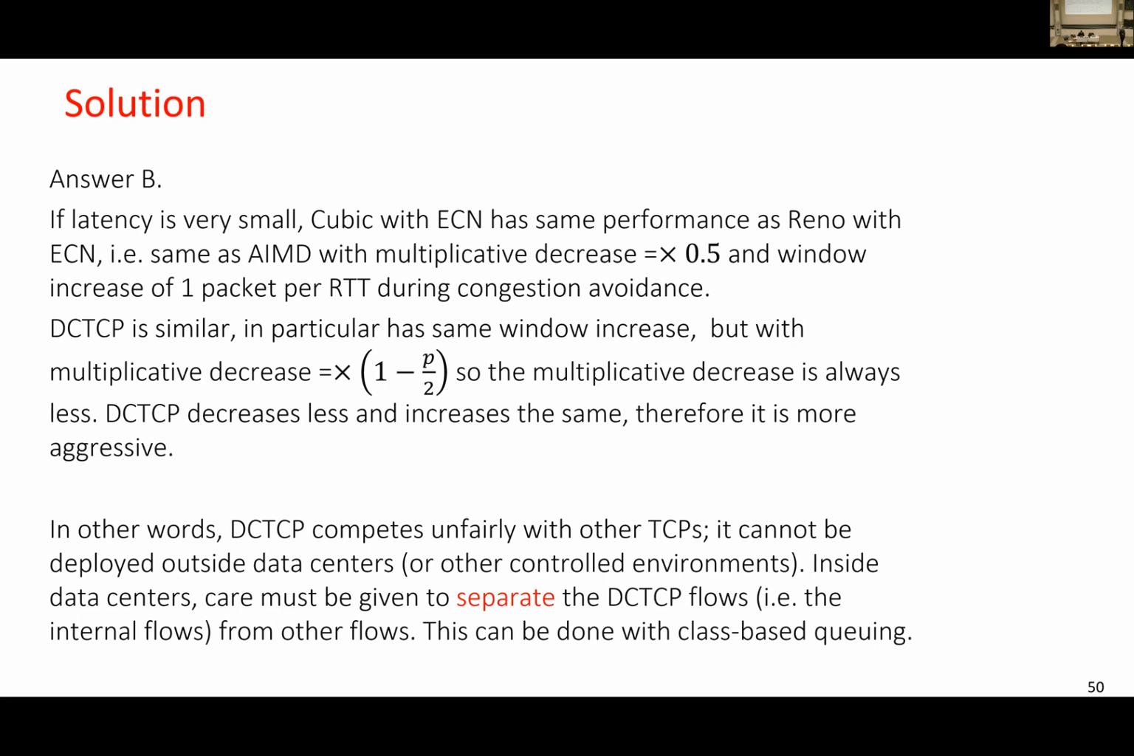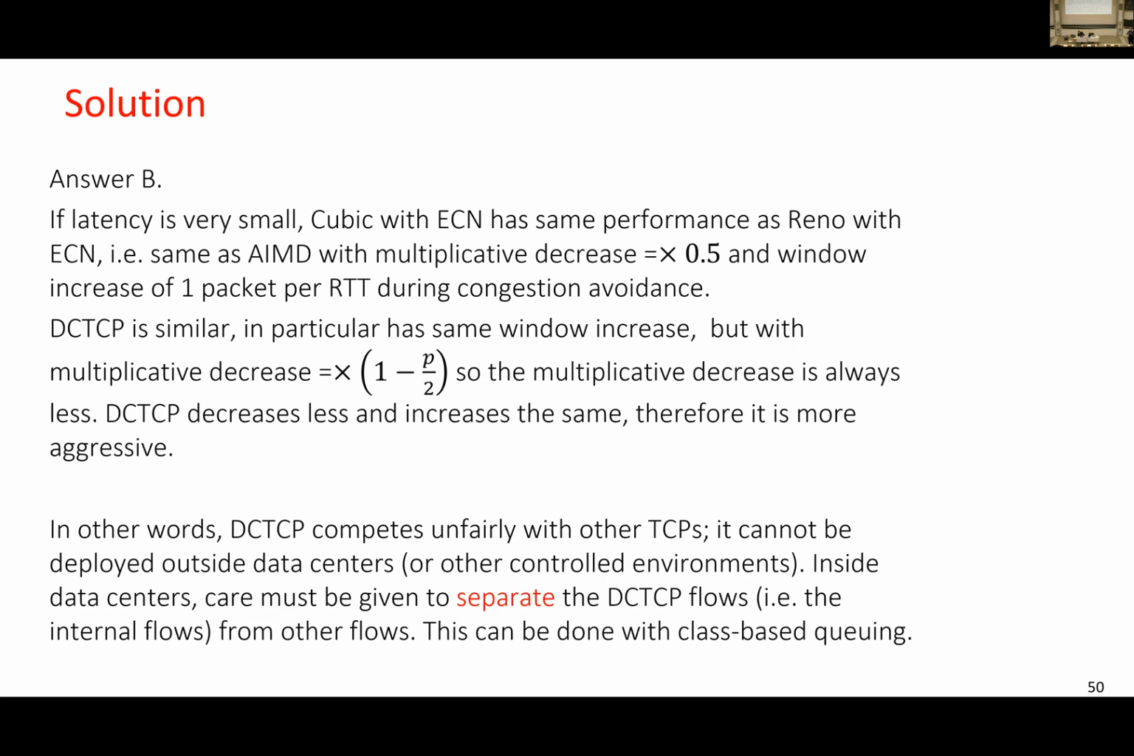It's 1 minus p over 2; only if p is equal to 1 does this give 50%. Whenever p is less than 1, the reduction will be smaller. So we will reduce much less. DCTCP increases the same way, but decreases by something that, except in the extreme case where everything is marked, is much less. In the normal operating regime, p is much less, and DCTCP reduces by much less. Therefore, a DCTCP connection gets more throughput than a regular TCP connection.